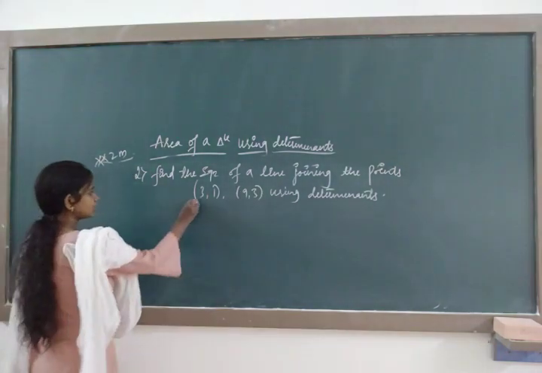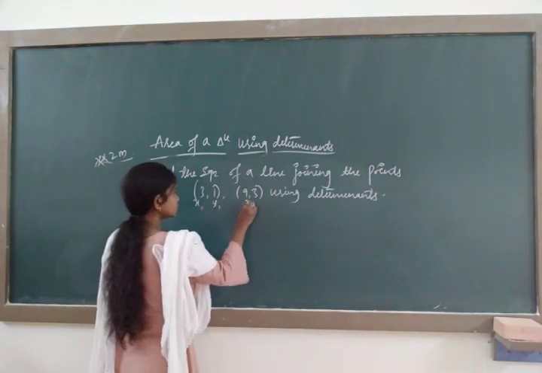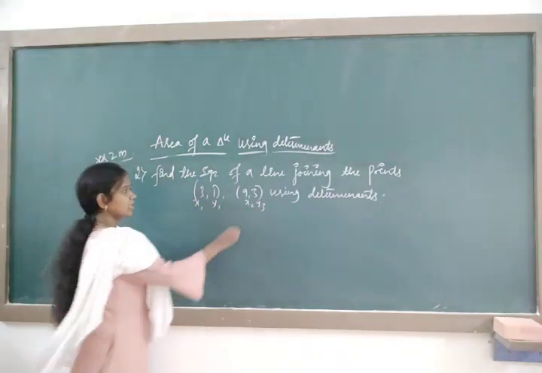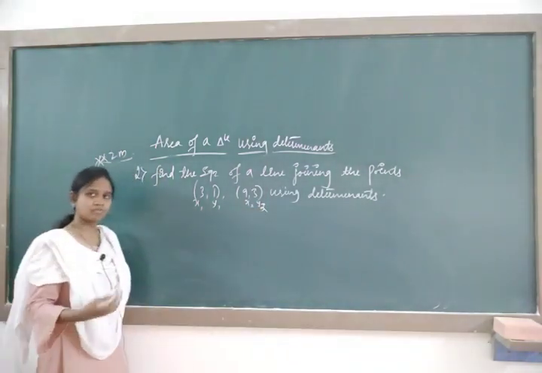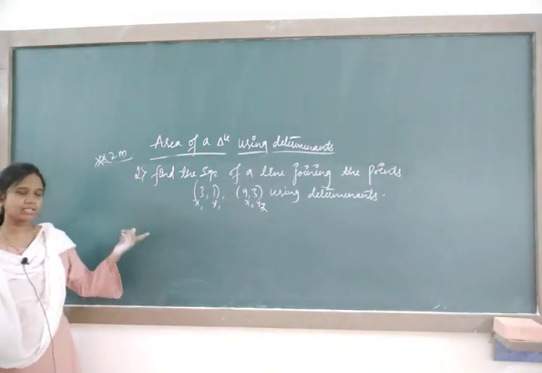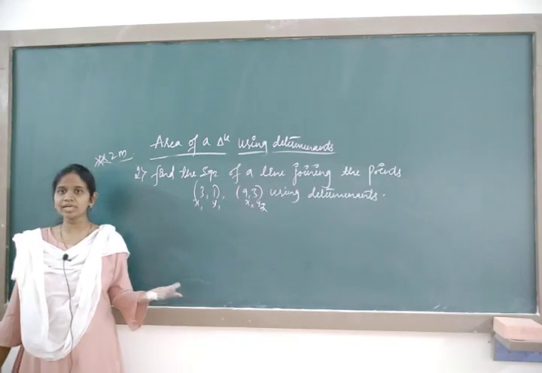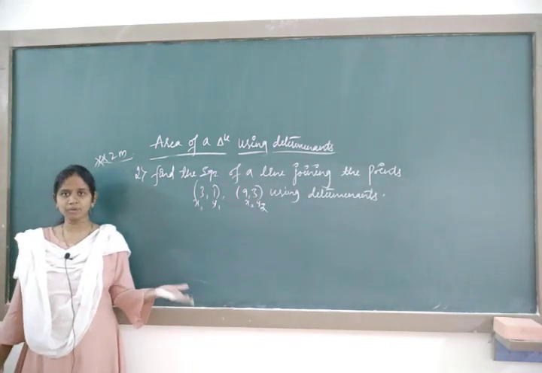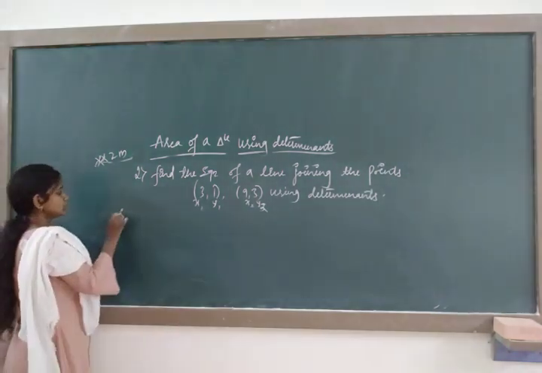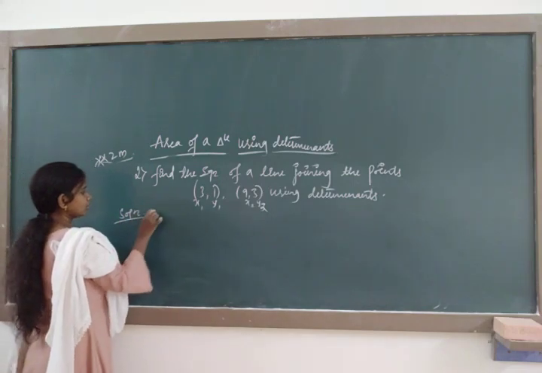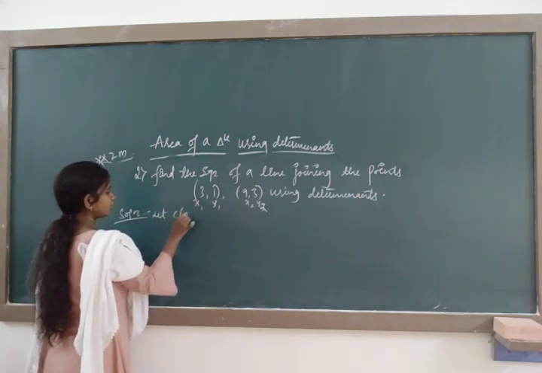Let us denote this one as x1, y1 and this as x2, y2. As I said, in the determinant formula we need 3 vertices, but the third vertex is absent. Assume that one as (x, y). Solution: let the point C be (x, y).